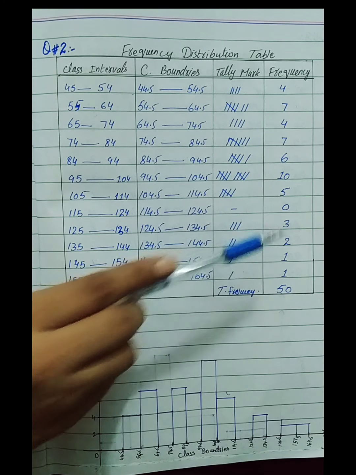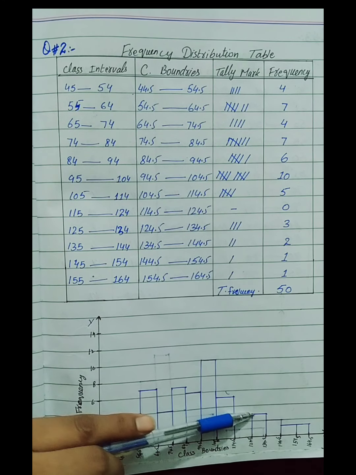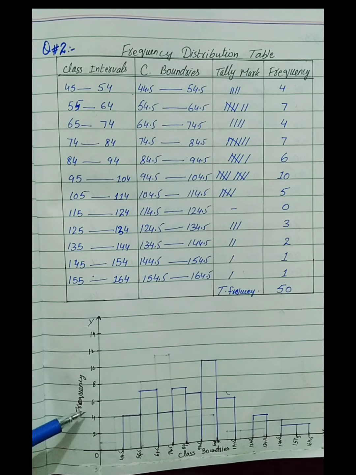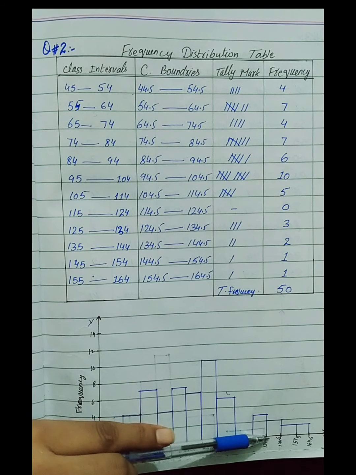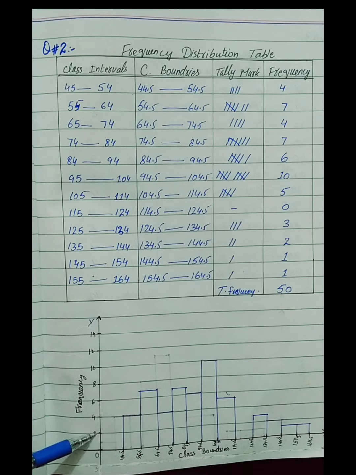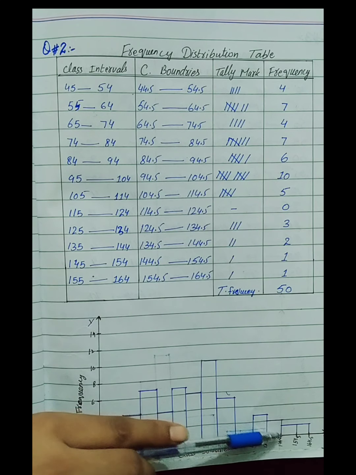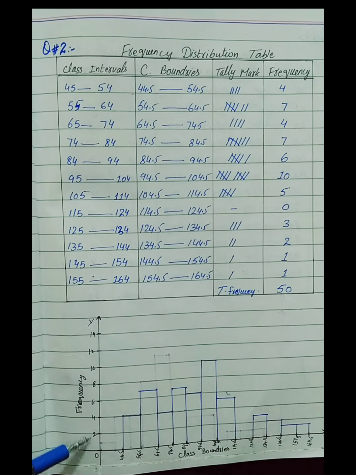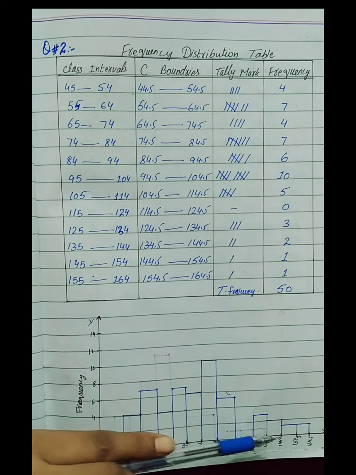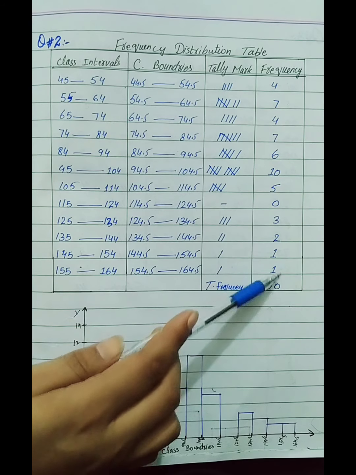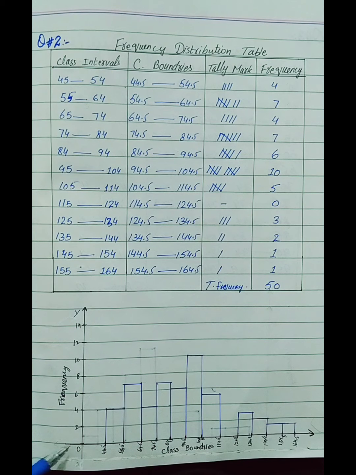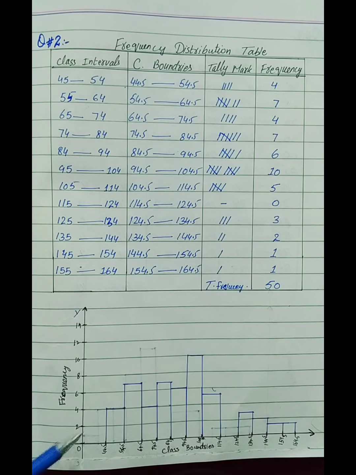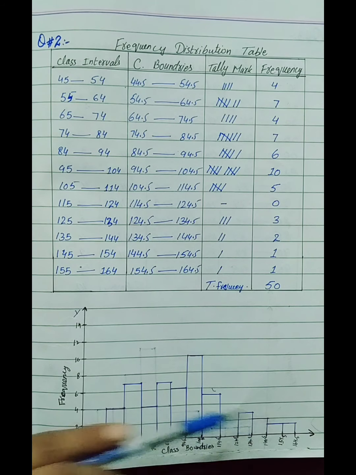Next is 3, so we have 3 frequency which is in between 2 and 4, and the next is 2, we mark on 2 and draw a bar. The next is 1, we mark 1 which is in between 0 and 2 and then draw a bar. The last is 1, so we mark a frequency which is in between 0 and 1 and draw a bar.